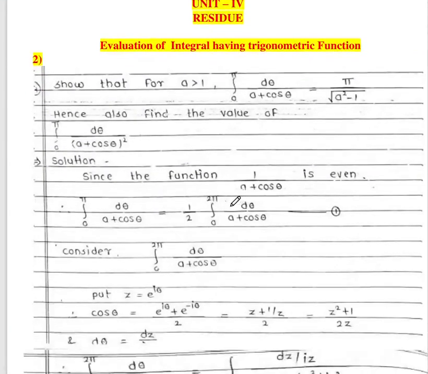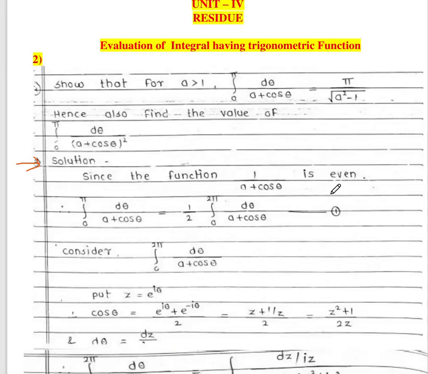So second problem is show that for a greater than 1, integral 0 to pi d theta upon a plus cos theta equal to pi upon under root a square minus 1, and hence also find the value of integral 0 to pi d theta upon (a plus cos theta) whole square. So this is the second example on this topic. Now we will see the solution of this problem. If you observe here, the term a plus cos theta is an even term.